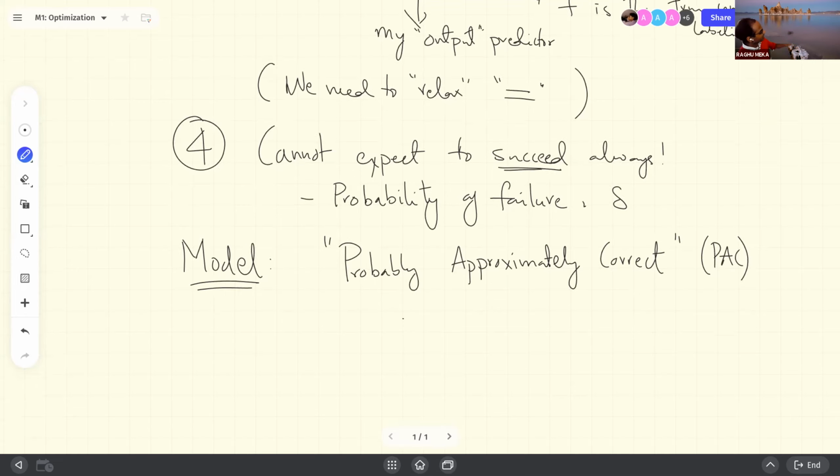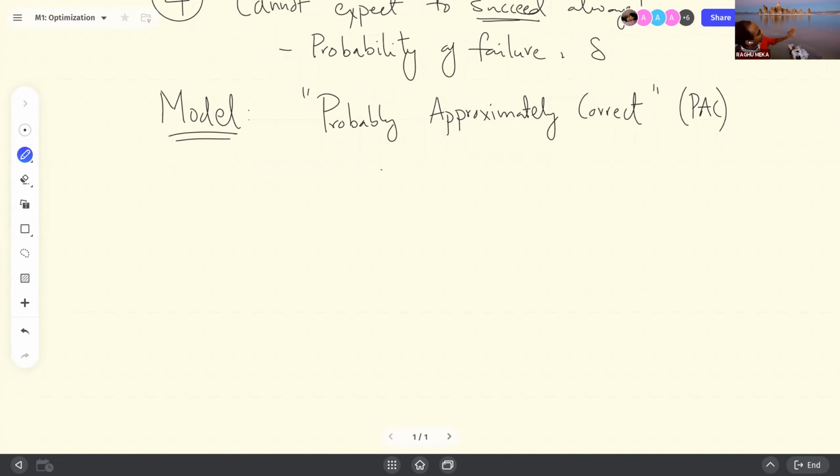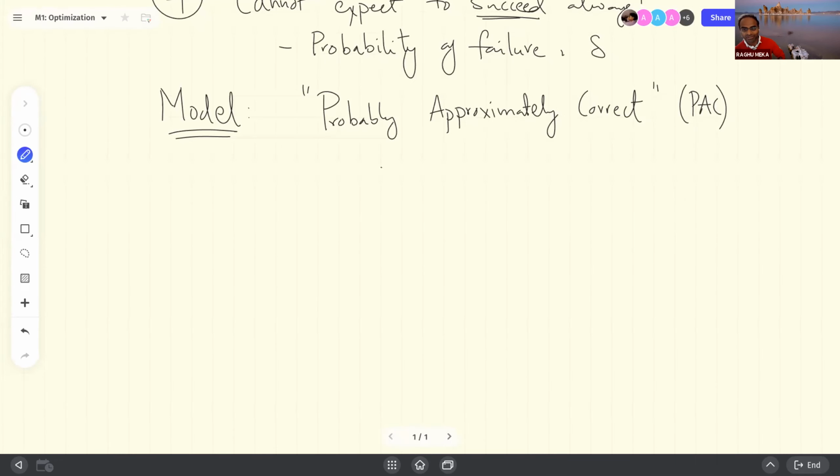So this was introduced by several people. In the statistical machine learning literature, it was developed by Vapnik and, I can't pronounce the name, Chervonenkis, I think. And in the computer science literature, it was independently developed by Les Valiant, and he termed this the PAC model.